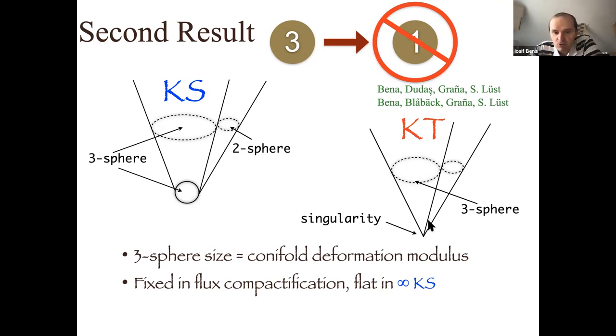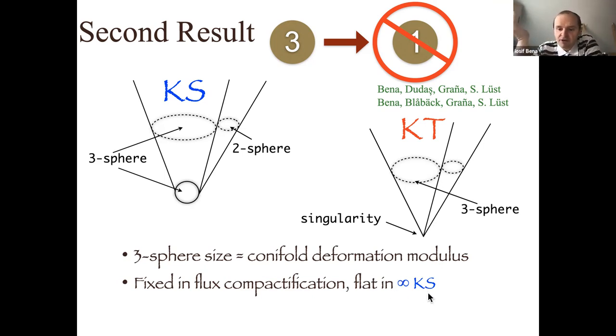And the way to go from one to the other is to deform the conifold. There's a conifold deformation modulus. If we just look at the manifold as a six-dimensional space, the conifold size is just a flat direction. When you put everything in flux quantization, of course things are going to be more non-trivial, and this modulus will be stabilized, but in an infinite Klebanov-Strassler solution, this is a flat direction.